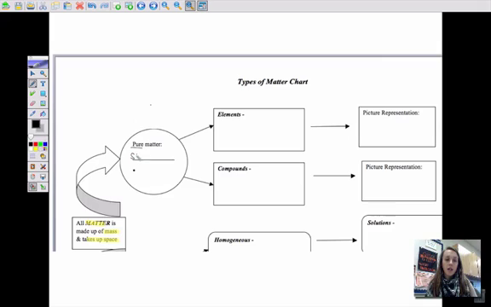Pure matter is also known as substances. This is matter that cannot be physically separated. What this means is that it can be separated, but you have to use chemical separation. There are two types of pure matter. The first are elements, and this is matter made up of one type of atom and is the simplest form of matter.